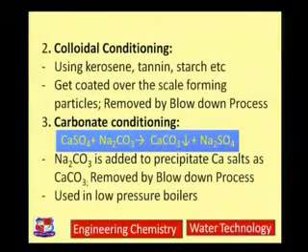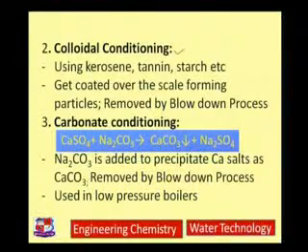Now, besides phosphate conditioning, we can carry out colloidal conditioning. In colloidal conditioning, we add some substances which form colloids, and these colloids are trapped around the scale or sludge forming compounds and keep them apart from each other, like kerosene, tannin, starch etc. They are added and coated over the scale forming particles and avoid formation of scale. The sludge thus formed can be removed by blow down operation.